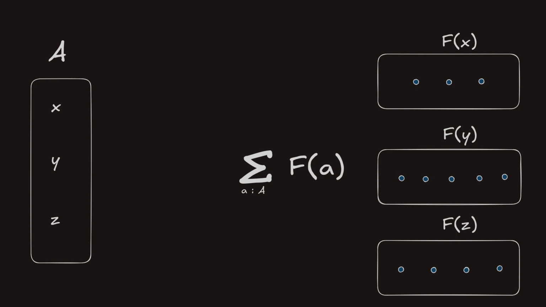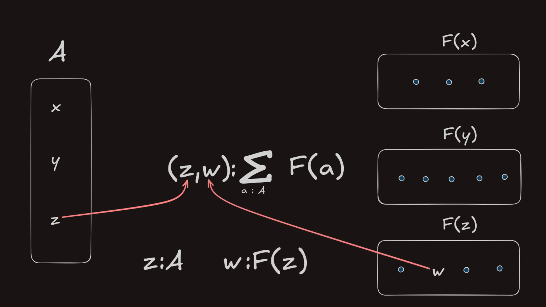The inhabitants of this sigma type are pairs. Suppose we had such a pair inhabiting this sigma type. The first term in the pair would be a term in A. The second term in the pair would be a term in the type that F sends the first term in the pair to. In this case, Z is a term in A and W is a term in F Z.